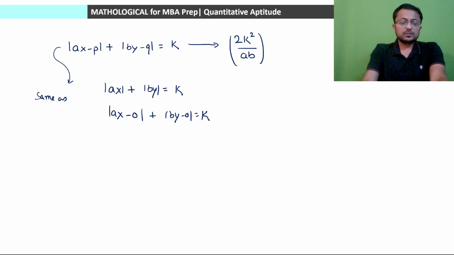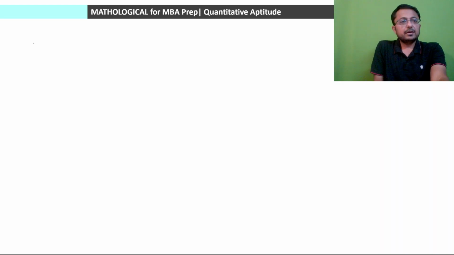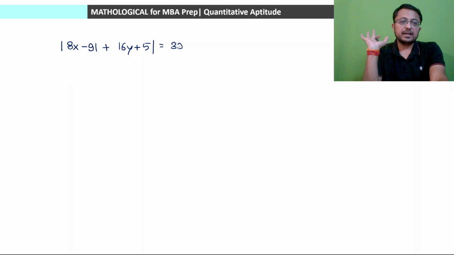And if that is clear, let's take a simple question. If our equation is mod of 8x minus 9 plus mod of 6y plus 5, and this is equal to 30, this is our equation, so what will be the area under this graph?